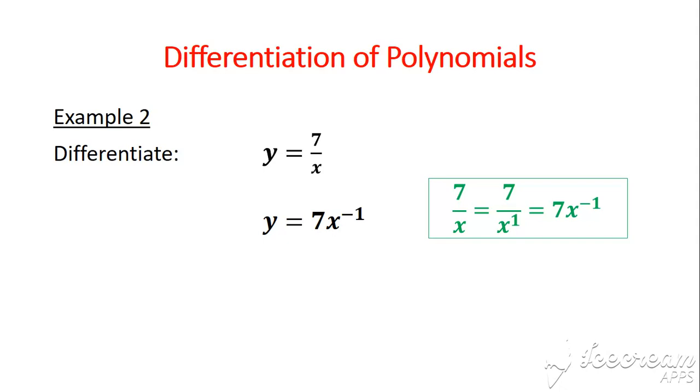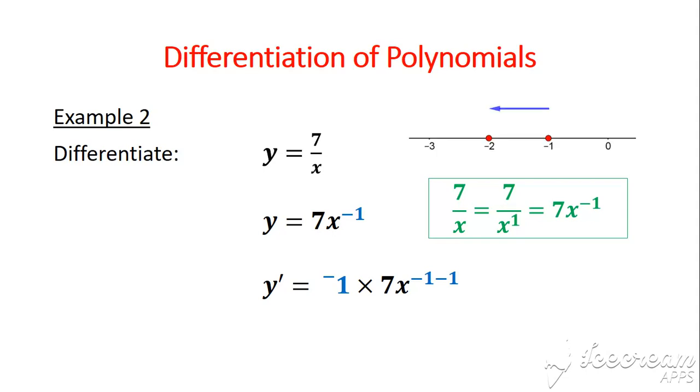And now we can differentiate. The negative 1, the power, comes out the front and is timesed by the 7. And then we must take 1 away from the power. So negative 1 take 1. Remember, negative 1 take 1 makes negative 2. So here's our derivative. y dash is equal to negative 7, because negative 1 times 7 makes negative 7, times x to the power of negative 2.